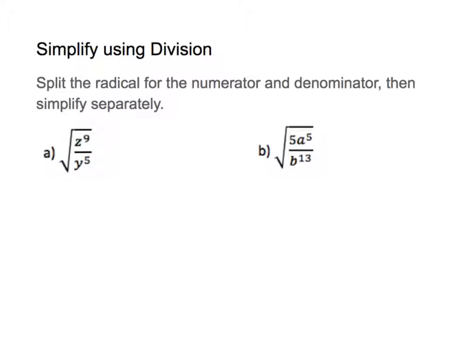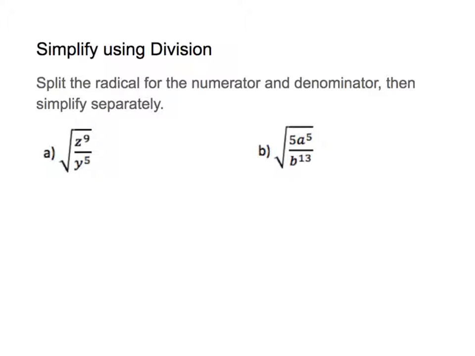Okay, so today we're going to be talking about dividing radicals, and we're going to start with something a little bit more simple, like these two. So simplifying using division with radicals, we want to split the radical from the numerator and denominator. So what does that mean?